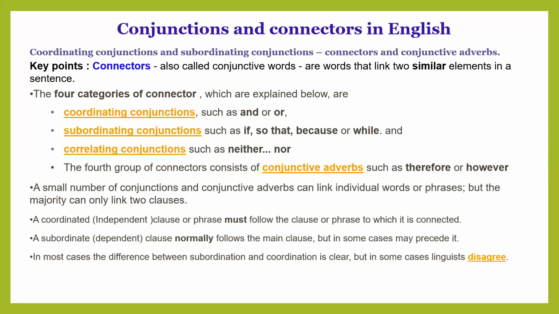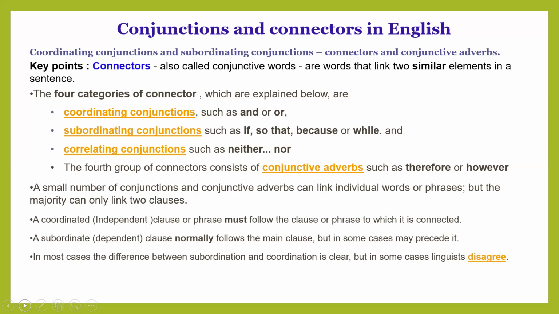Connectors and conjunctions. Connectors are also called conjunctive words. These are words that help in joining two similar elements, two same elements, in a sentence. It is of four types. The types are coordinative conjunctions, subordinative conjunctions, correlative conjunctions, and conjunctive adverbs.